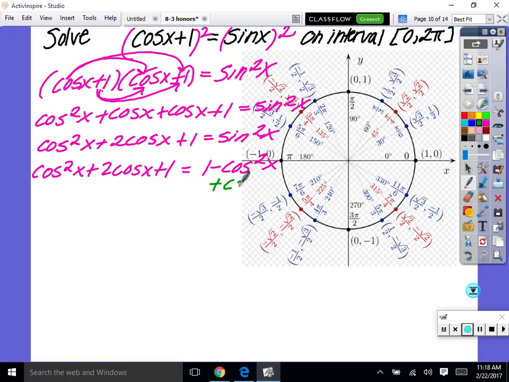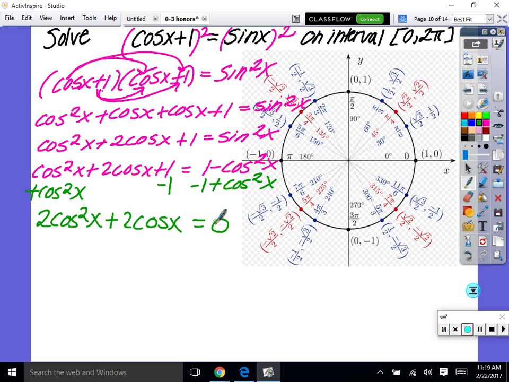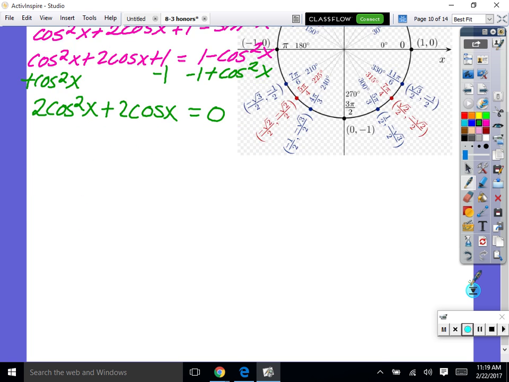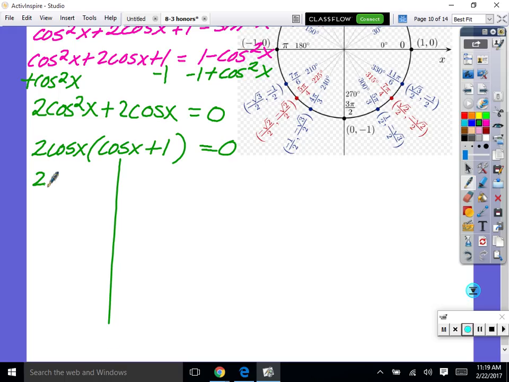So we would add cosine squared to both sides. So we have 2 cosine squared of x. Let's subtract 1, subtract 1. So then plus 2 cosines of x, and those happen to be 0, equals 0. So now we can solve by factoring. We'll factor out 2 cosine of x, and then left would be cosine of x plus 1. Now look, we set each of our factors equal to 0 and solve. So 2 cosine of x equals 0, divide by 2.